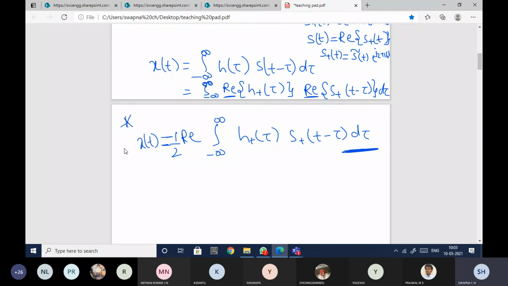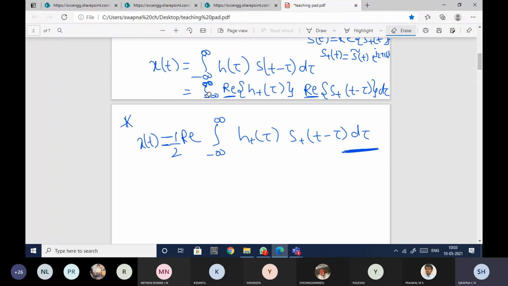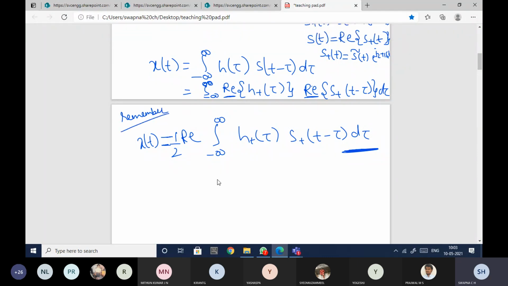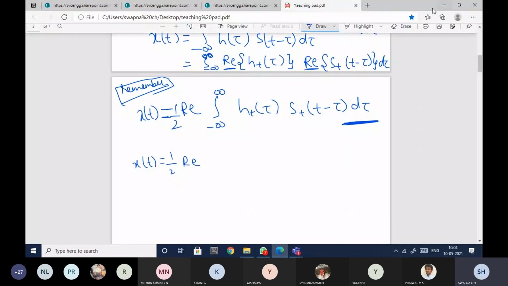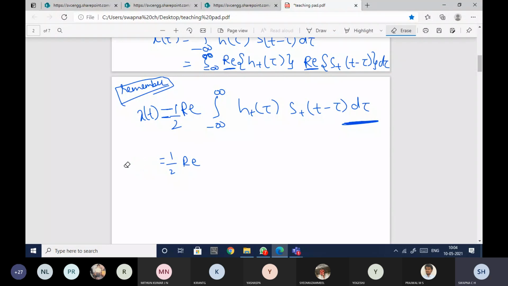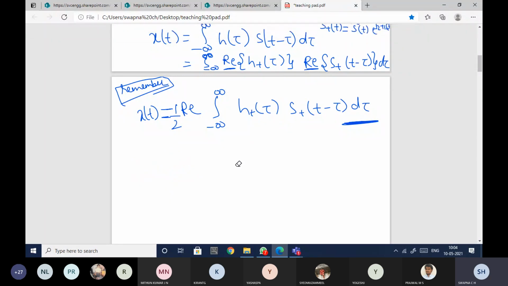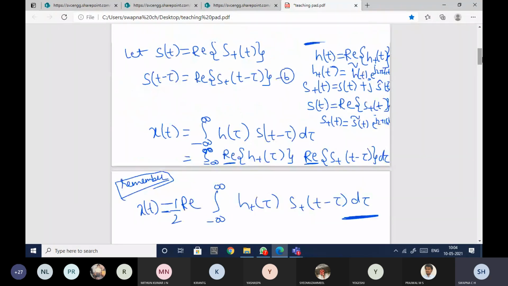So just put a star there so that you will understand, or you can write it as remember, because we are not proving the properties of pre-envelope since it is not there in your syllabus. So I have directly represented it, and you can just make a note. You have to remember this. So x of t is equal to half Re. Okay, fine. Let me write the equations of this first and then we'll come back here.